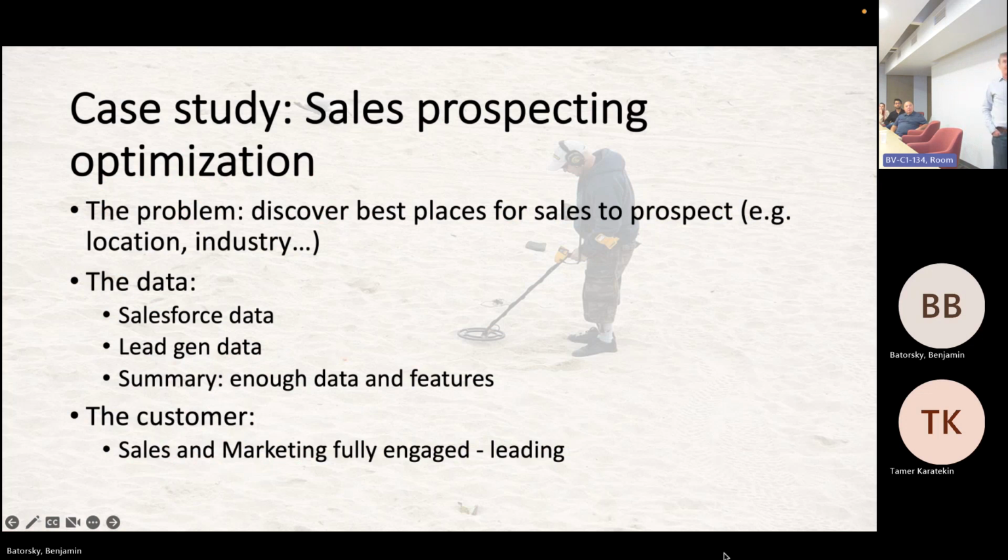Okay, sales prospecting. There's a little bit of a sales theme running through this. In this case, the sales and marketing team came to me and said, we need to improve our prospecting process. We need to focus our team on where they're making their calls. Can you help us? We have Salesforce data, which is location, industry, all kinds of details about company turnover, and so on. We have a lot of lead generation data. We have enough data and features, and the sales and marketing team were sitting in the room, well, virtually because it was post-pandemic, guiding this. So there's customer involvement all the way along. Enough data and enough features.